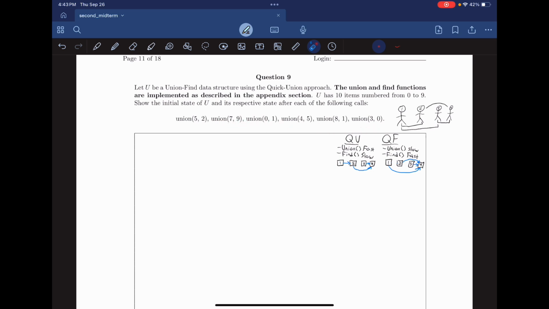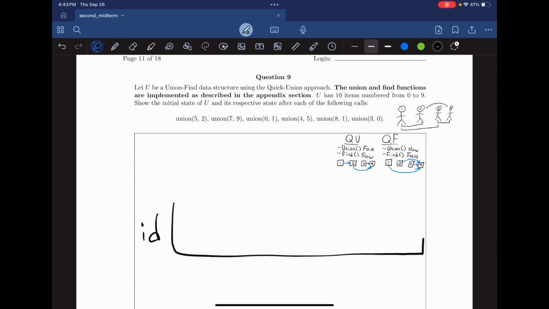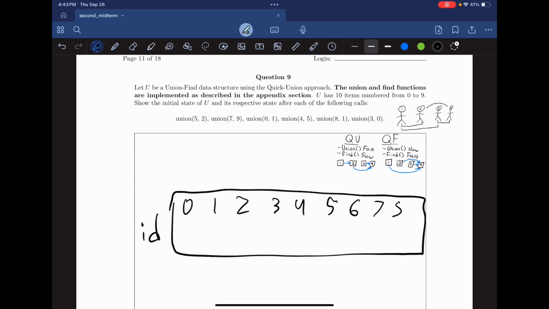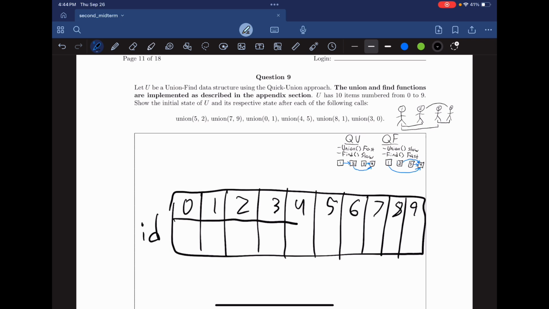So, the underlying data structure that goes with these union find data structures is an array. This array, in this case, goes from 0 to 9: 0, 1, 2, 3, 4, 5, 6, 7, 8, 9. It's an array with each of these indexes and then a value at each index. The starting values for each of these indexes is the index itself. So at index 0, you're going to have value 0. At index 1, you're going to have value 1. Index 2, you're going to have value 2.